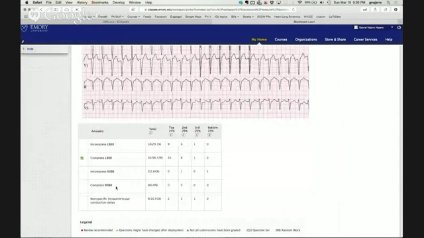Some people wrote non-specific interventricular conduction delay. Well, for that to be true, the QRS would have to be less than 0.12.